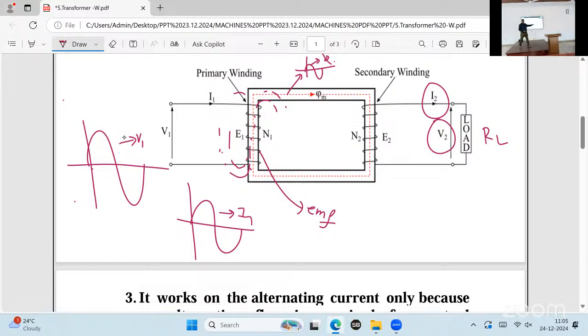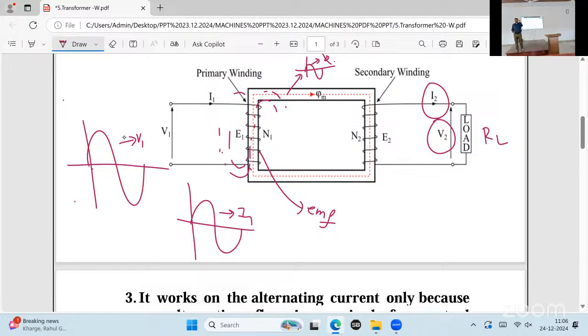Once again, to get V2, I need I2. To get I2, I need E2. To get E2, this flux should link with the coil. Faraday's first law: whenever flux links with coil 2, EMF is induced in coil 2, called mutual induced EMF. To get E2, I need E1. E1 is the reason for E2. To get E1, flux is responsible. To get flux, I1. To get I1, V1. This is the link to get V2.